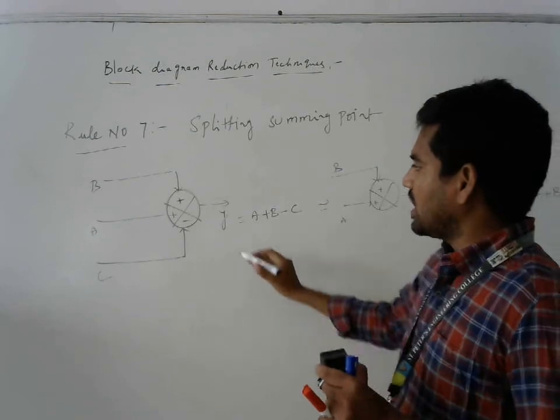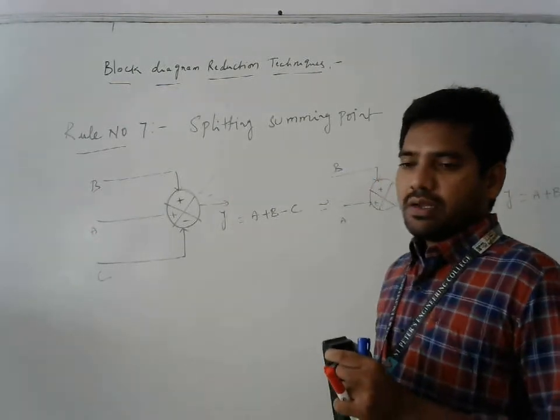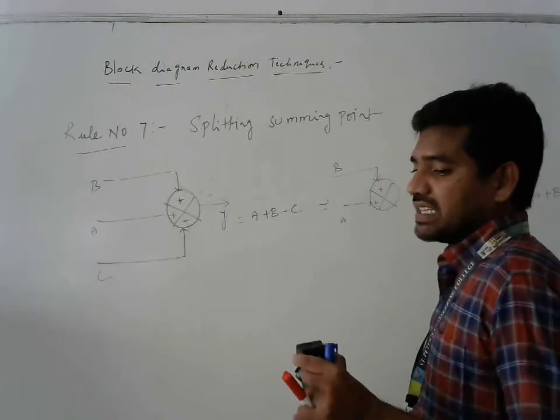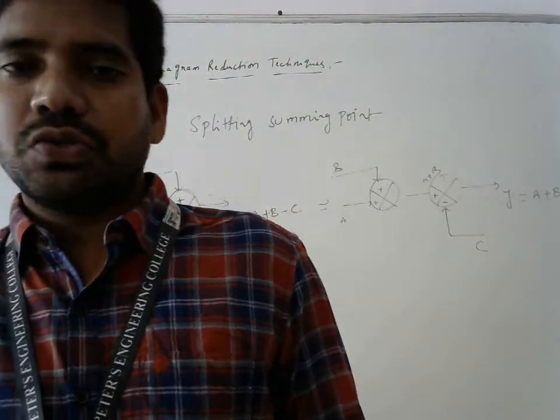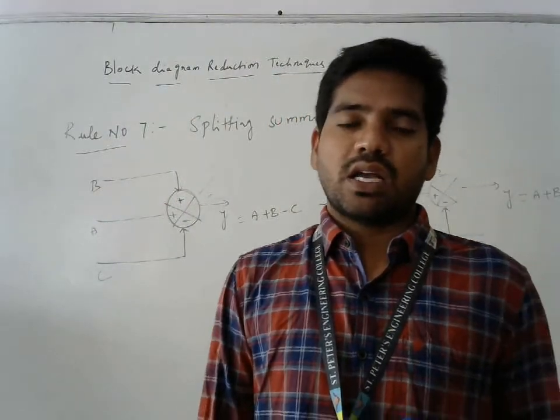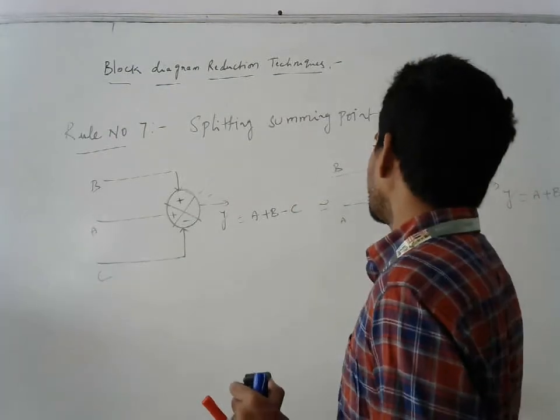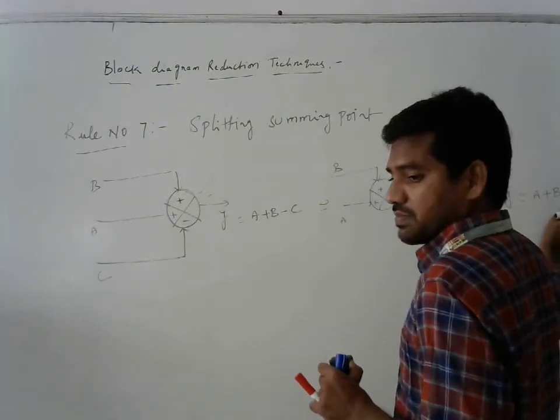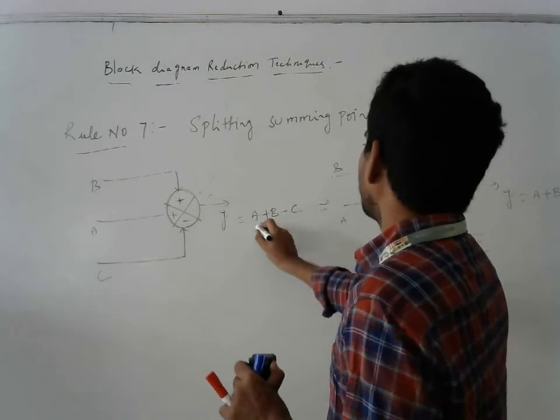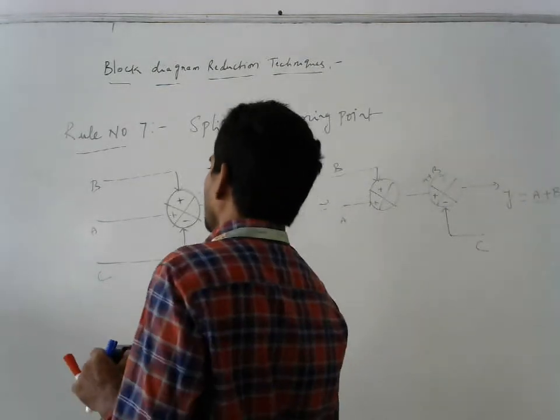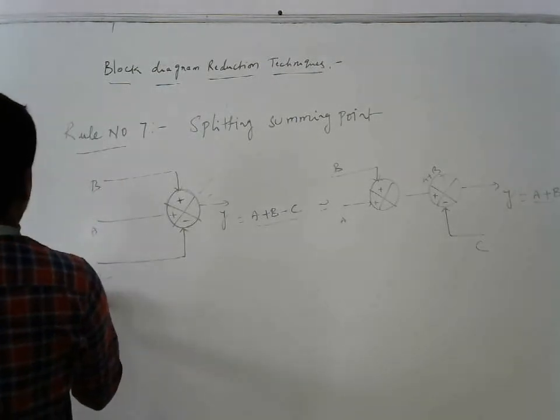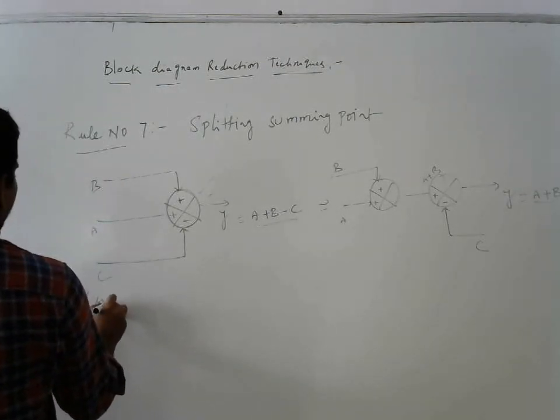That means here only one summing point is there, but in this case we split that summing point into two summing points. But the output will not change. That is y is equal to A plus B minus C. The output will be the same in both cases. We can do that. Last, rule number 8.